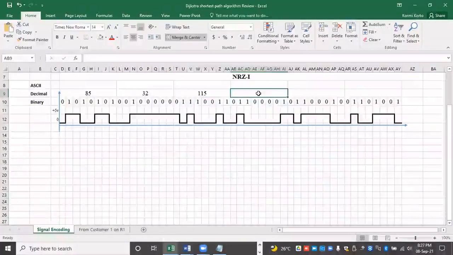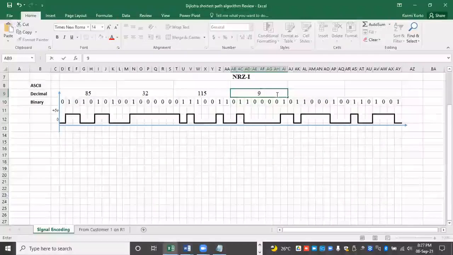The fourth character has only 3 bits switched on. We have 1, we have 32 and 64. So 64 plus 32 will give you 96, right? 96 plus 1 is 97. So 97.